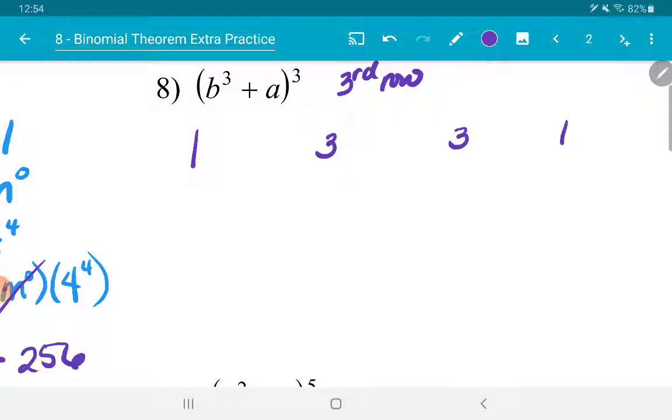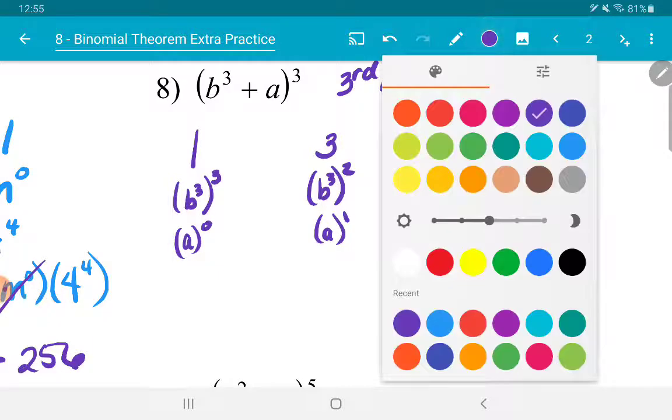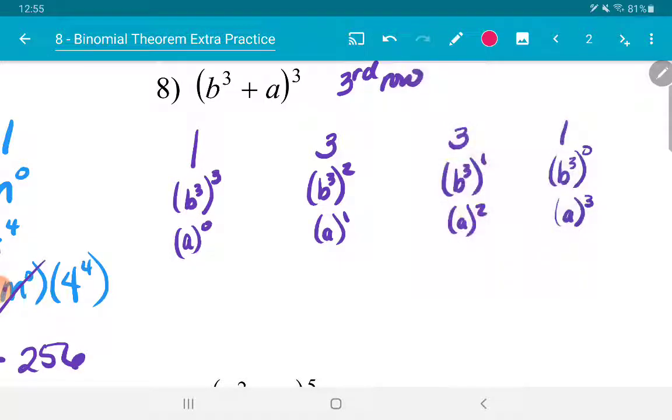Okay, I'm going to take my first term, which is b to the third, and put it in every single column. And then I'm going to take the highest exponent, which is 3, and count down. Then I'm going to take the second term, put it in every column, and start at 0 and count up. Okay, so now I'm ready to do some evaluation.